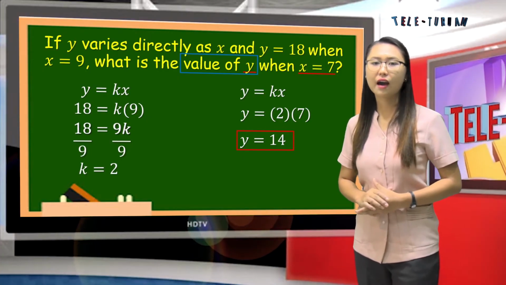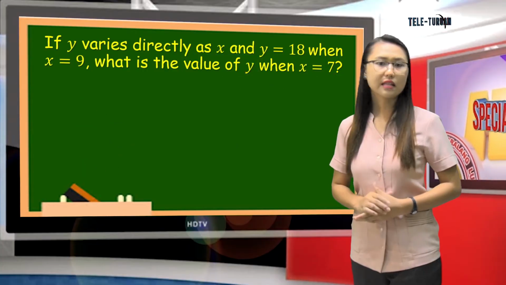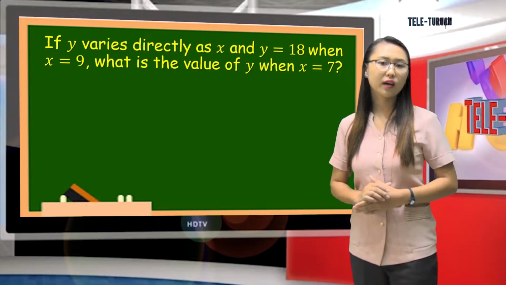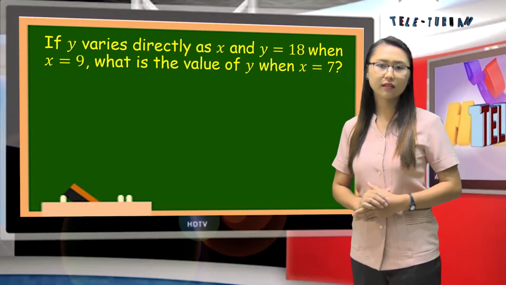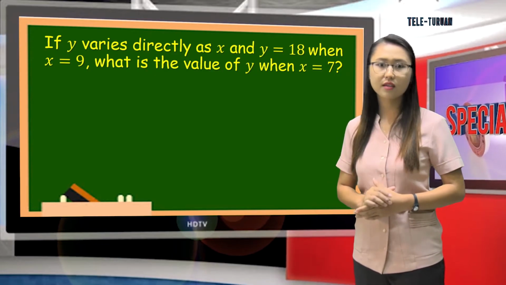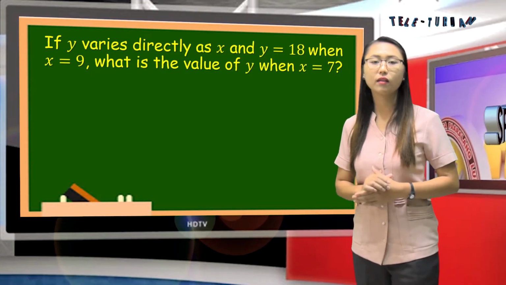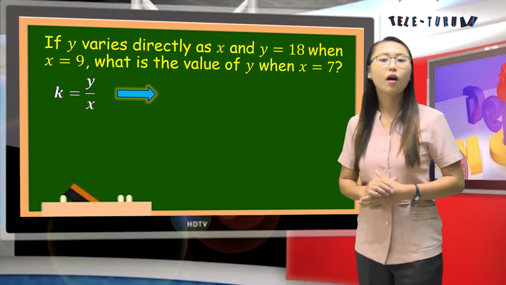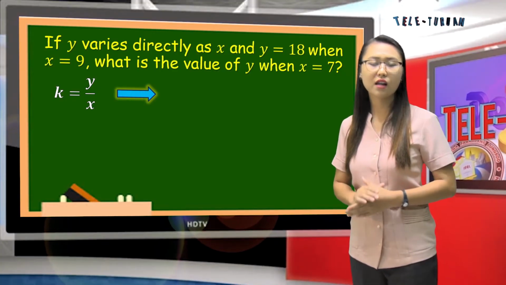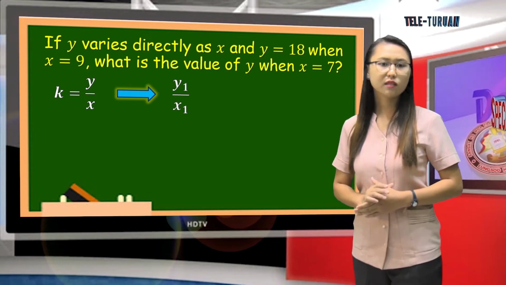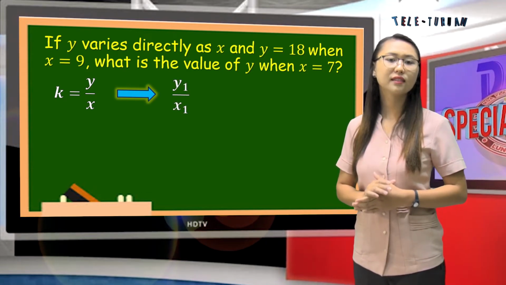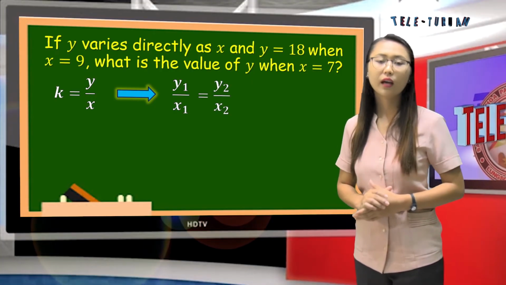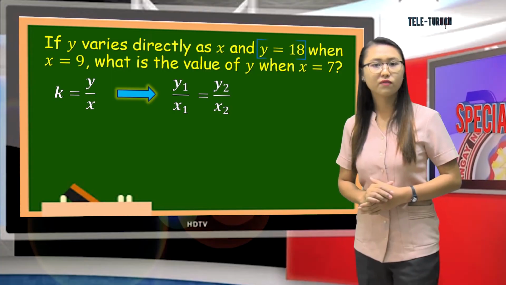There is another way on how to solve this problem. This time, we will use the constant of variation. We already know that we can use k is equal to y over x to solve for the constant of variation, and these are all the same or equal in all values of x and y. The first value of y over x is equal to the second value of y over x. This means that y sub 1 over x sub 1 is equal to y sub 2 over x sub 2. We will use this equation to solve for y.